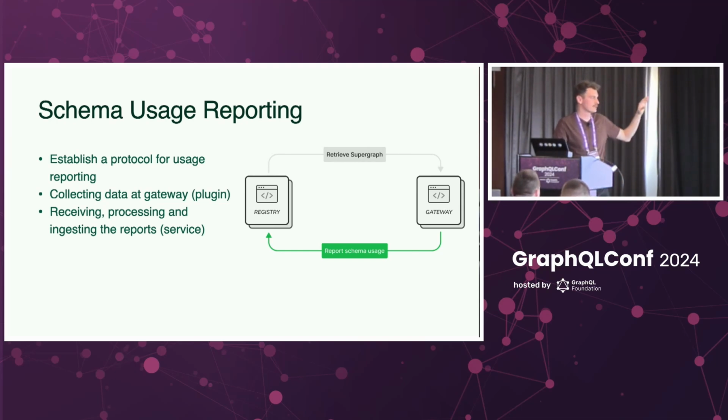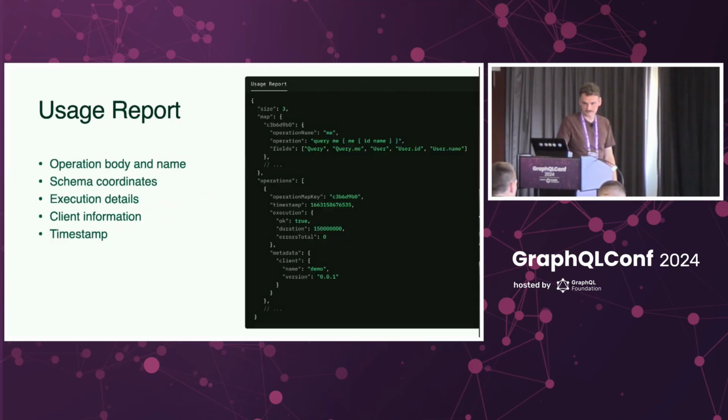You also have to have some kind of logic at the gateway level that extracts pieces of information, puts them into reports, aggregates them, and sends them to the registry. So that's another level of complexity. And also, which is even harder, I would say, you need to process those: first of all, have an endpoint to receive the data, process it, and ingest it into the database.